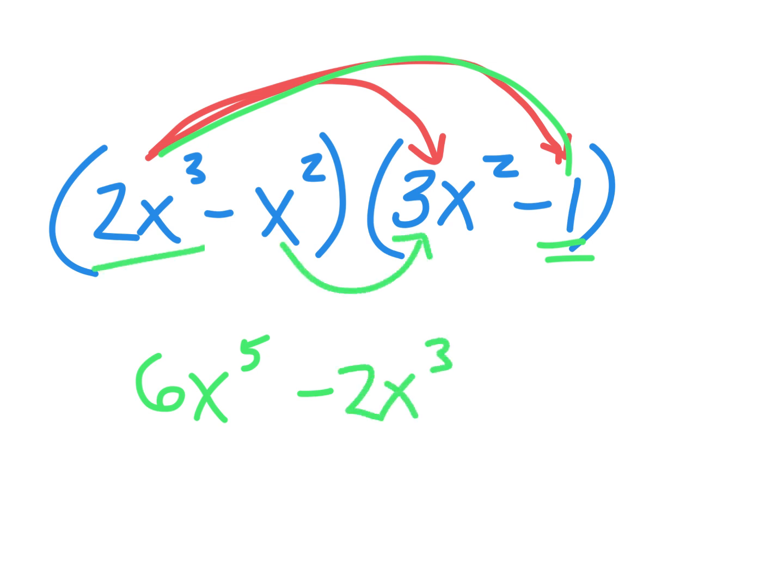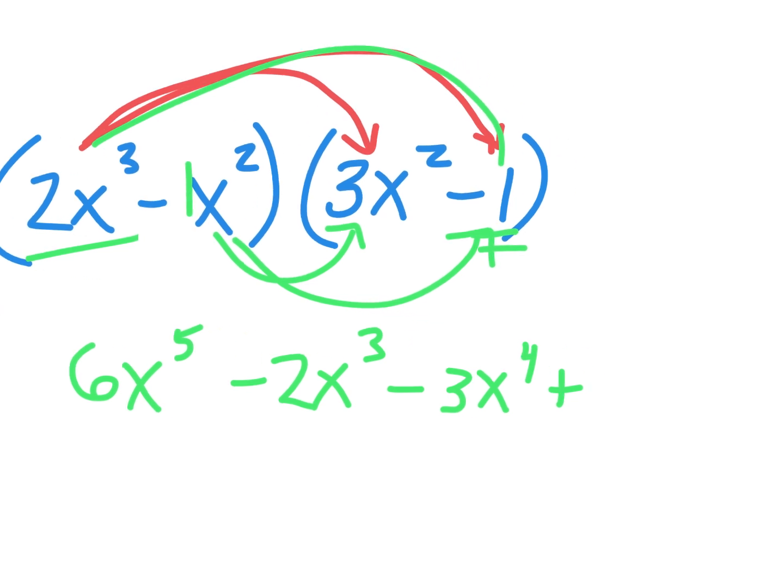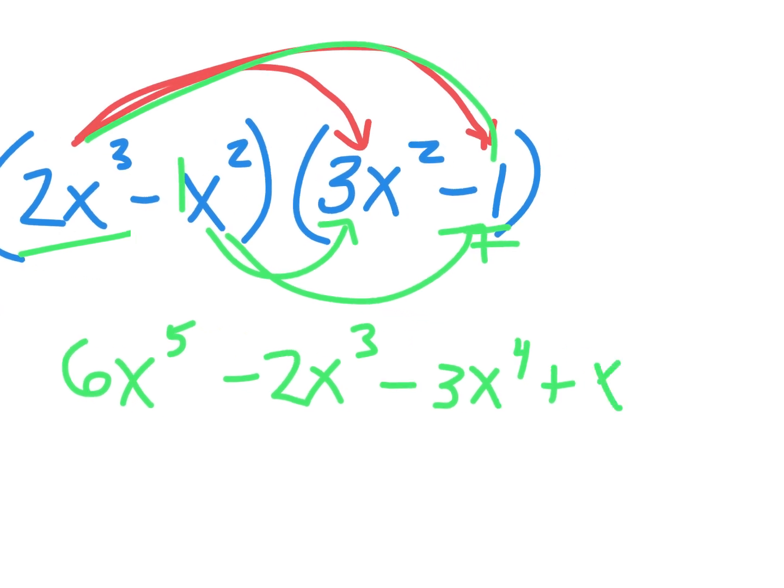Now it's this times this, which makes negative 3 times the 1 here makes 3x to the fourth. And then this times this, they're both negative, makes it positive. 1 times 1 makes 1x squared. And now there are no like terms. Oh my gosh, I gave you more time than you needed. I thought there would be some like terms to add.